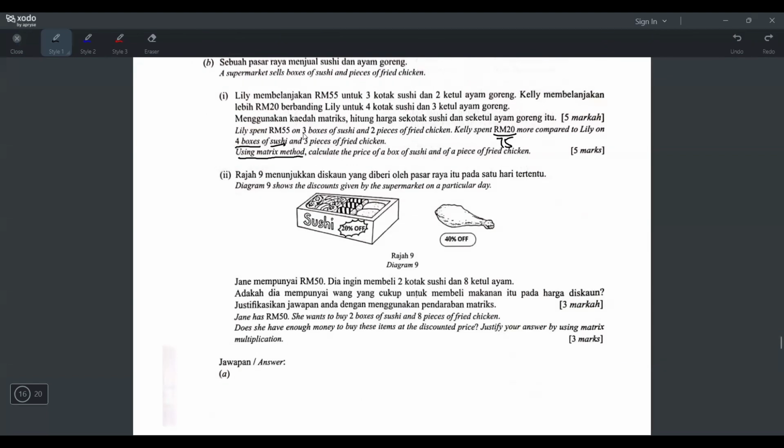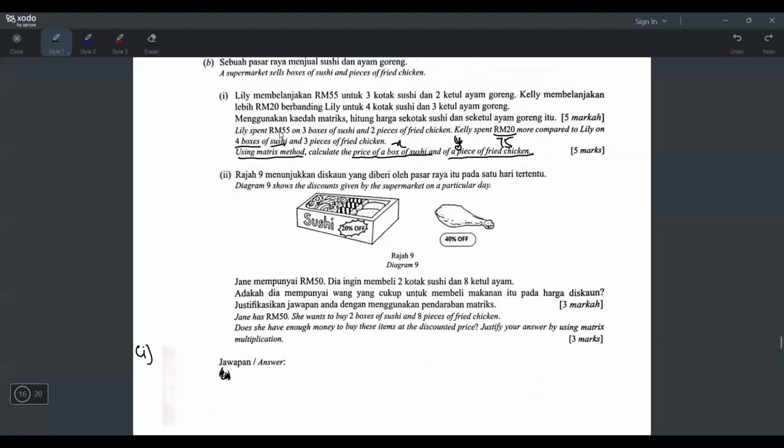So usually I teach my students to ignore the information and straight away read what they want to calculate. Read the final question, see what they want to find. So what they want to find now is the price of 1 box of sushi and the price of 1 fried chicken, and make that the x and y. Apa yang dia suruh cari itulah your x and y. So straight away see what they want to find and make that the x and y. And now you read the whole question again, and you can write your equation easily because you already know what your x and y are.